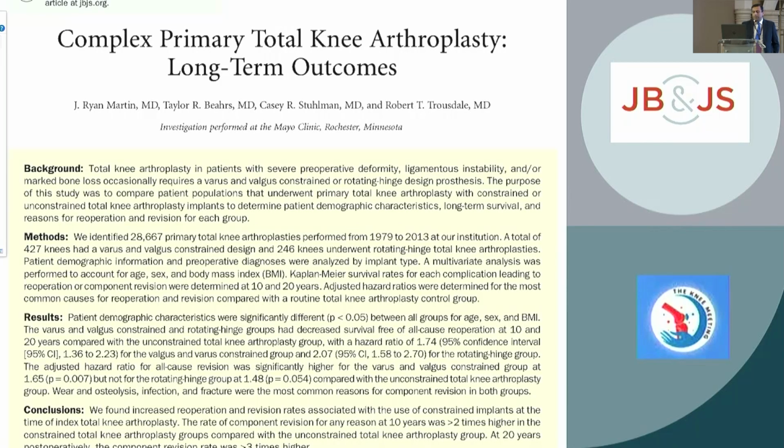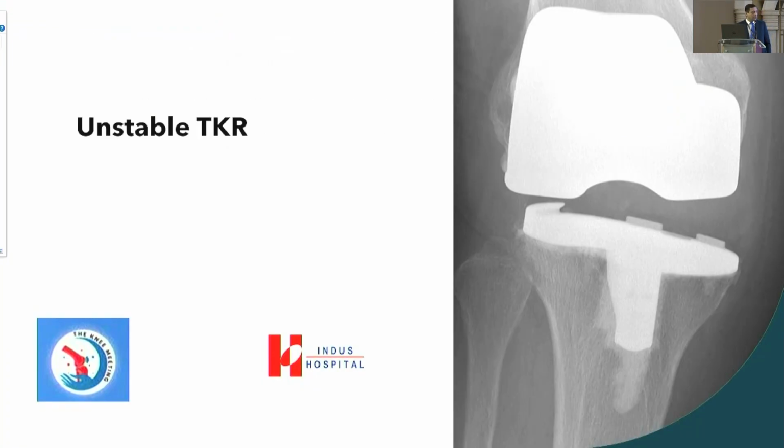So why is this important? This is a paper published from the Mayo Clinic in JBJS American, and they showed that the longevity of more constrained knees like a CCK or a hinge is much, much less as compared to a posterior stabilized or a CR knee.